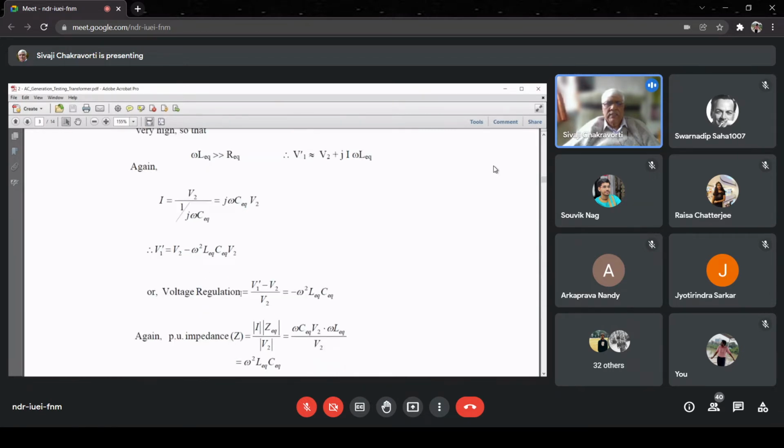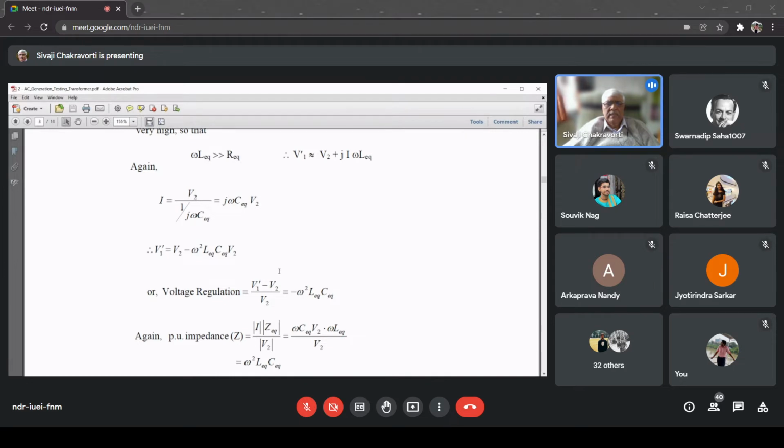So voltage regulation as per our formula, the terminal voltage minus, I mean the no load voltage, that means when I is not flowing, the terminal voltage will be V1 prime. When the load is there, the terminal voltage is V2. So V1 minus V2 by V2, this becomes the voltage regulation.